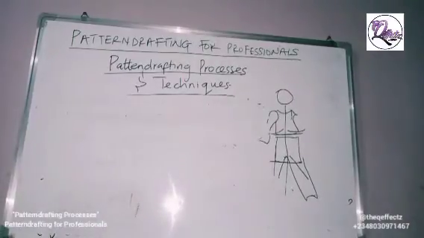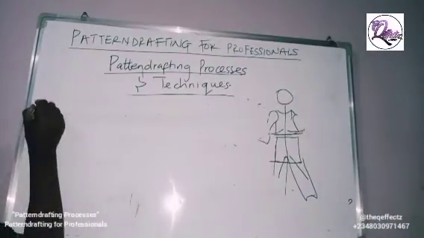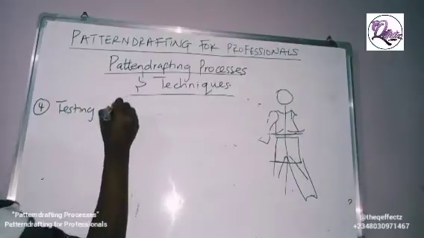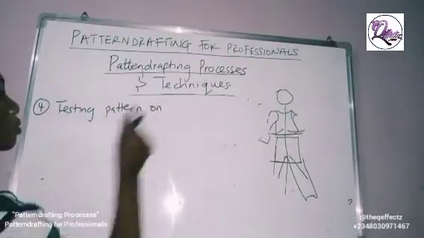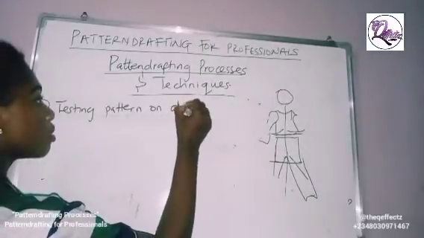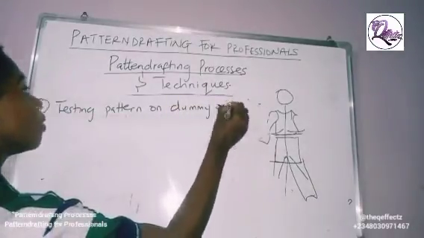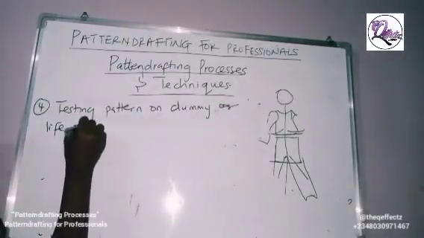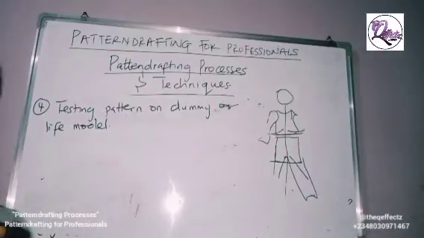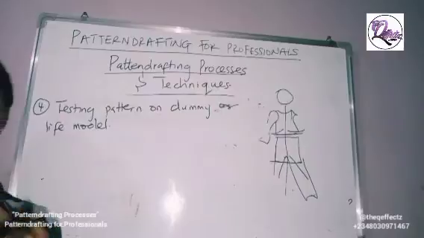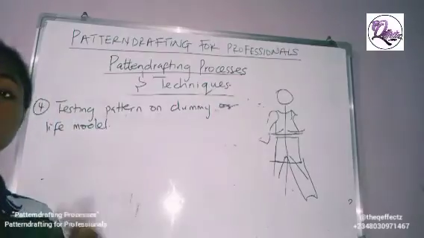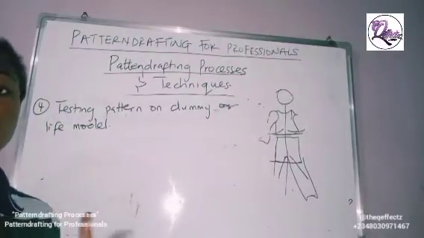So we're going to go to the fourth process of it. The fourth process is to test your pattern. So the fourth is testing pattern on dummy or live model. So in this case, if you do not have a dress form, I will encourage you to make one or purchase one, or you can use yourself as a model to test your patterns.